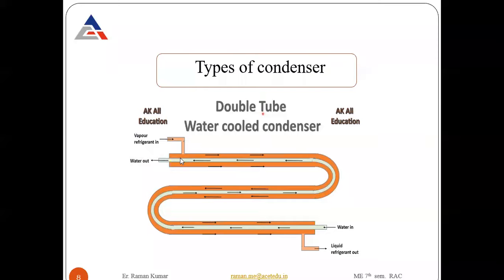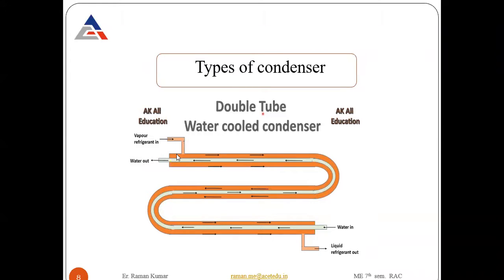There are two pipes. One is the outer side, larger diameter pipe, through which another pipe passes. This type of arrangement is known as a double tube water cooled condenser. Look at here, in this case, water is coming from the lower side and continuously moving to the upper side. This is the inlet of the water from the lower side, and the vapor refrigerant from the compressor is coming from the upper side.